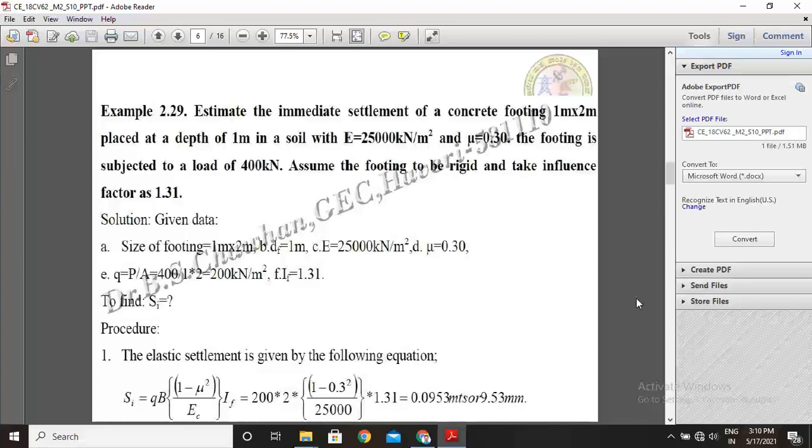The elastic settlement is given by the following equation: SI equals q B into (1 minus mu square) by EC into IF. Now substitute the values here. q is 200, B is 2, into 1 minus 0.3 square, divided by EC is 25,000, into influence factor IF is 1.31. So the answer we get in meters, that is the immediate settlement, is 0.0953 meters or 9.53 mm.